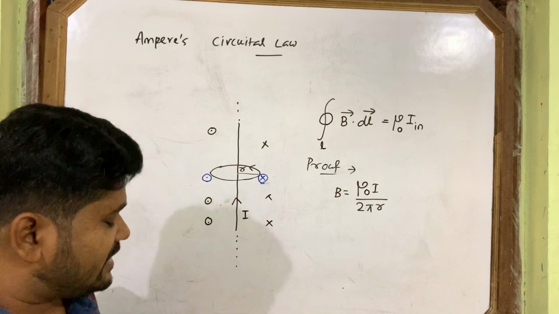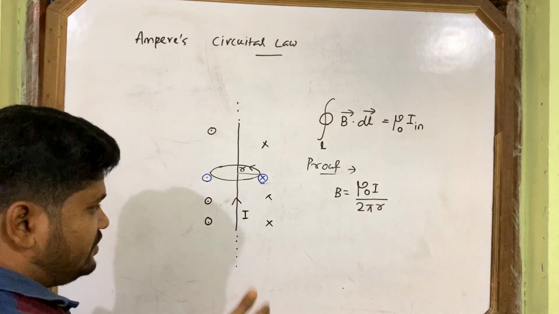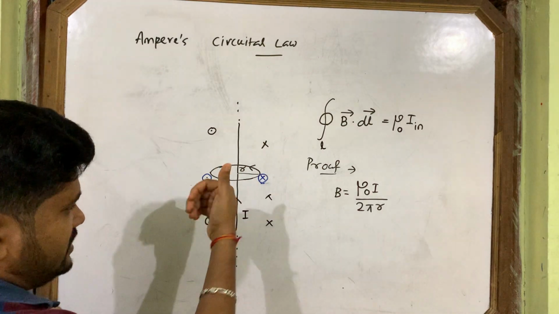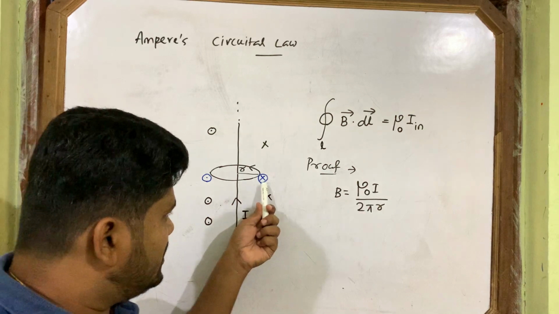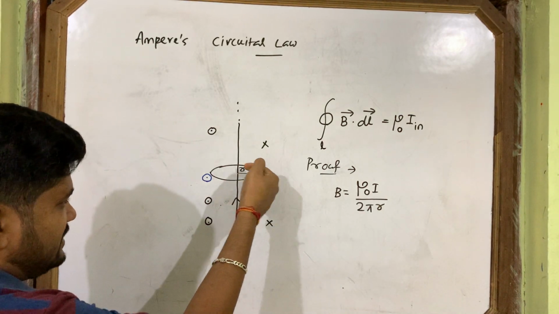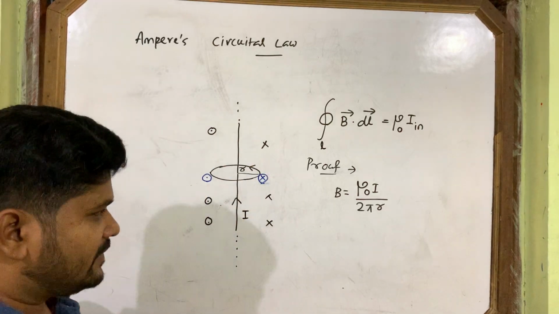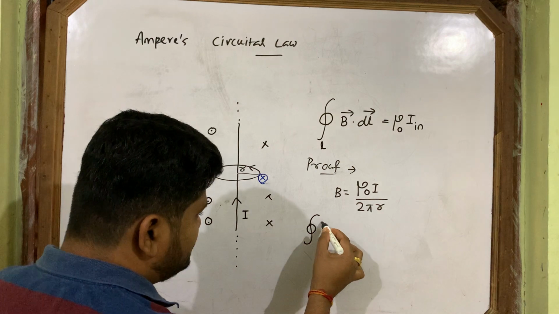And where is the direction of magnetic field? At this side it is inward, by the right hand thumb rule, and at this side it is outward. And this is the direction of loop I choose, and the loop direction I am showing by blue color marker. I choose the loop, this side inward and this side outward. Loop is like this. Let's do the integration over this closed loop.